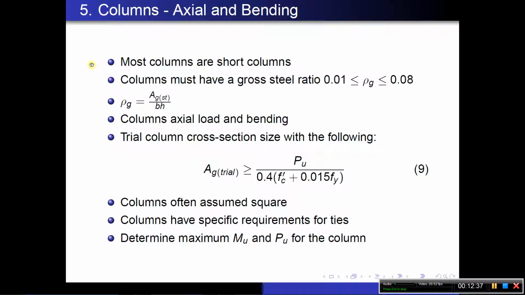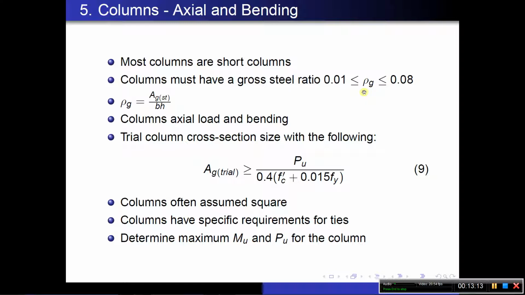The next thing that I want to identify here is that most columns are what we consider to be short columns. And since this is an introductory video, I will say right now we're just assuming for the time being that all of your columns are going to be short columns. You don't have to worry about second order effects and slenderness problems. And so having said that, we now can look at the code requirements for the gross steel ratio.